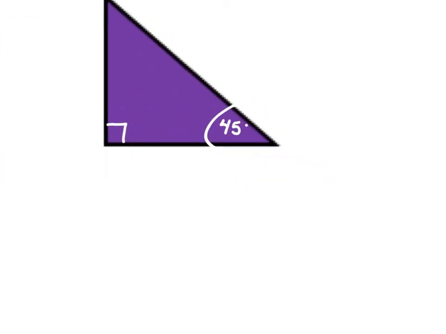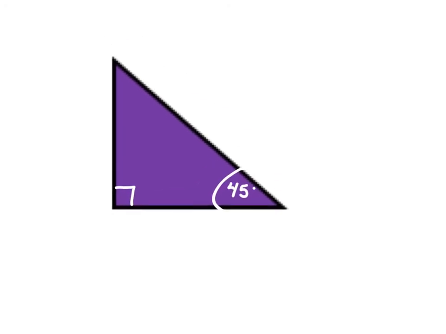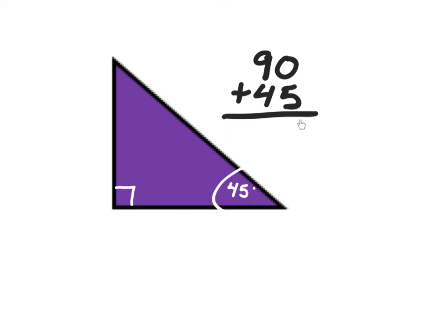So let's go ahead and just enlarge this a little bit. And we can tell that this here is a 90 degree angle because that symbol right there is 90 degrees. And I've got 45 degrees here. So the first thing I'm going to do is add these two bad boys together. So I've got 90 degrees plus the 45 degrees, and that's going to give me a total of 0 plus 5 is going to give me 5, and 9 plus 4 is going to give me 13.